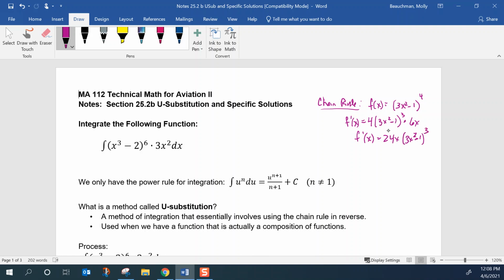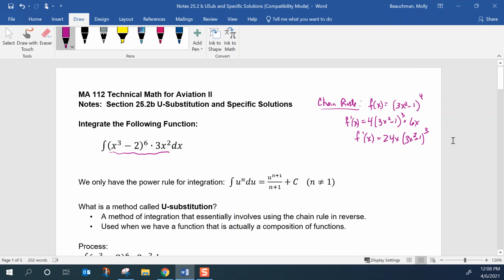So what we're doing now, if we're taking the integral, is that we have the derivative and we're working backwards. Take a look at what we have. We only have the power rule for integration right now. Going the opposite direction on the power rule, the integral of u to the power of n du is equal to u to the n plus 1 divided by n plus 1, plus the constant. So we have to figure out how we're going to apply the power rule in integrals that use the chain rule.